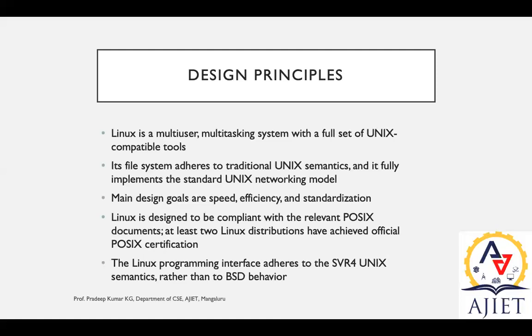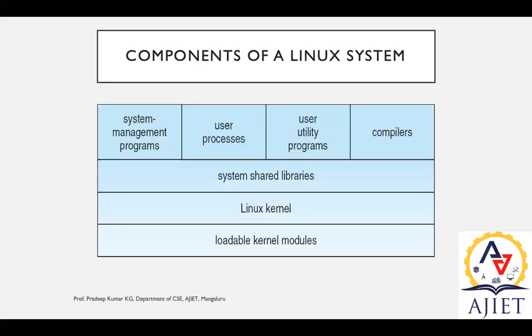So as a portable operating system interface. Moving further, coming to the components part, components of a Linux system. So these are the major components. Please follow my cursor. From left, top layer, we have system management programs, user processes, user utility programs and compilers. Then below that we have system shared library, Linux kernel, loadable kernel modules. So we'll see one by one.